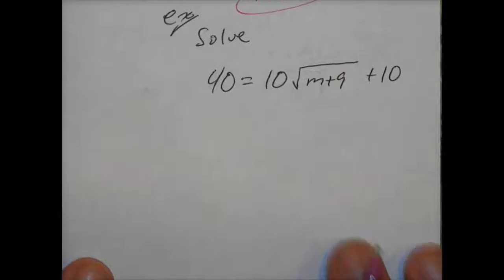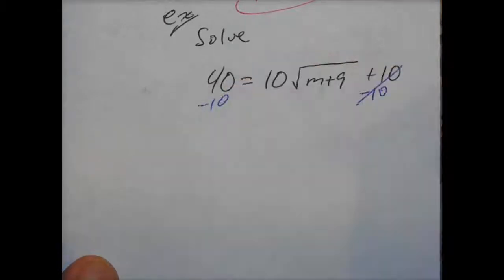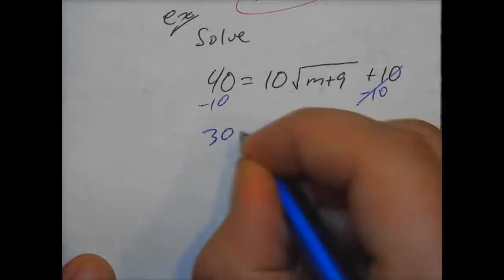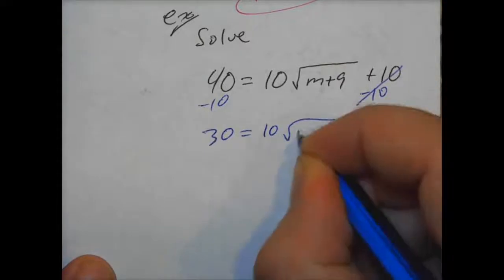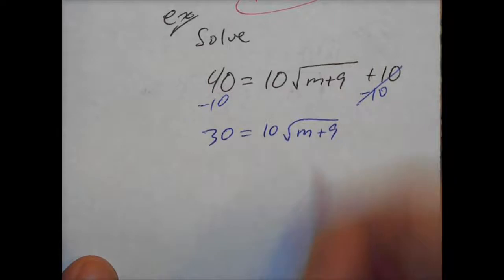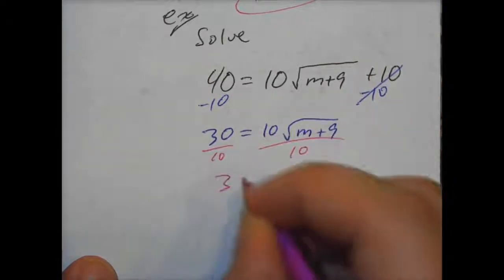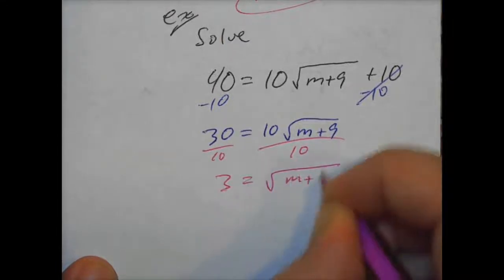All right, here, same idea. We want to try to get our square root by itself. So the first thing we can do is subtract that 10 to the other side. So minus 10, such that I have 30 equals 10 square root of m plus 9. This 10 is multiplying our square root, so if I divide by 10 and I divide by 10, I have 3 equals the square root of m plus 9.